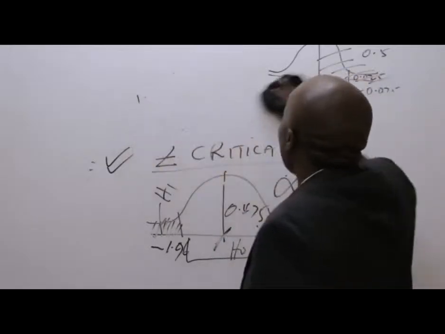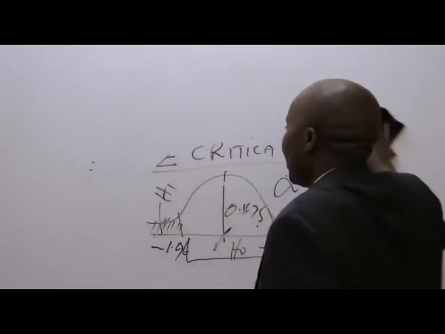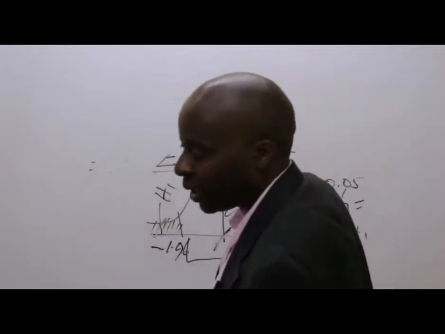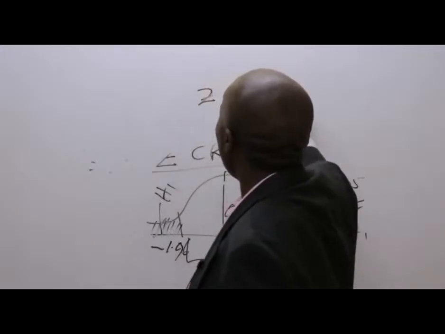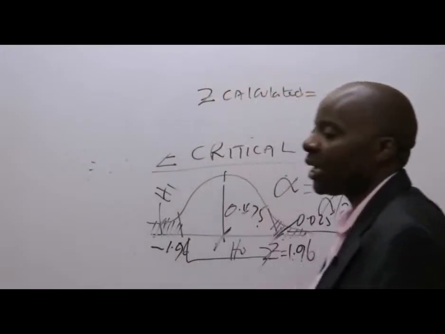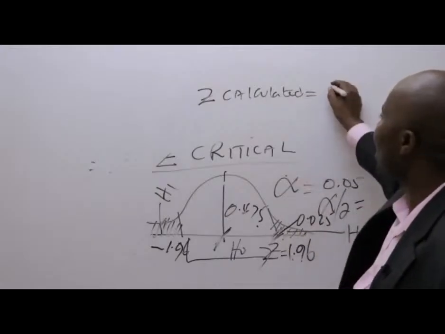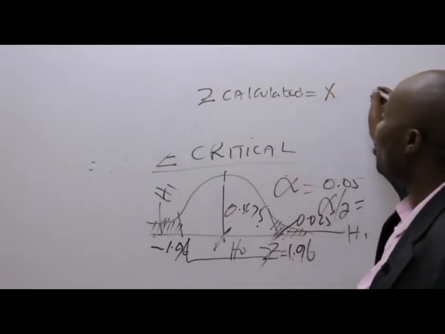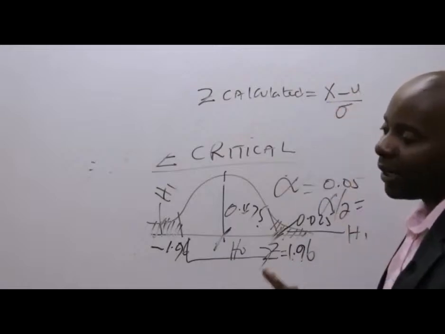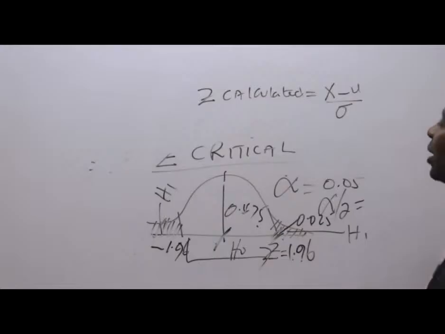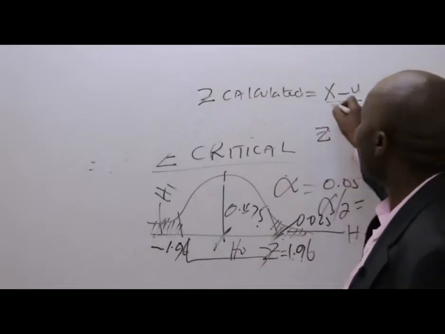So Z calculated. Go ahead and mention Z calculated. For the Z calculated, we are so used to our normal Z, where we say that Z is X minus mu, all over the standard deviation. This time around, you're not going to make use of this.